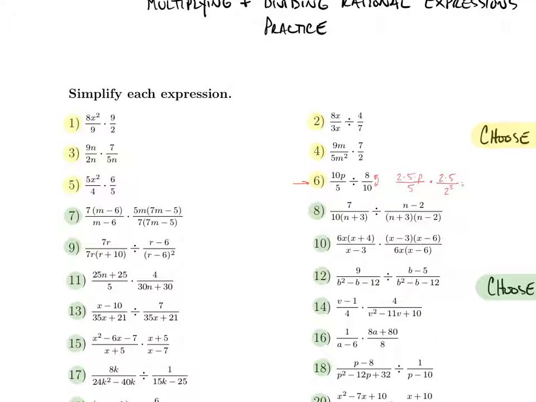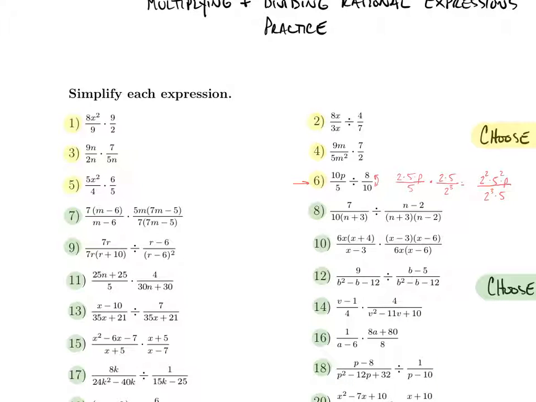So now what I'm going to do is condense all of this. Since it's multiplication, I can combine all my numerators. So I have 2 squared in my numerator, I have 5 squared in my numerator, and I have p in my numerator. And then in my denominator, I just have a 2 cubed and a 5.